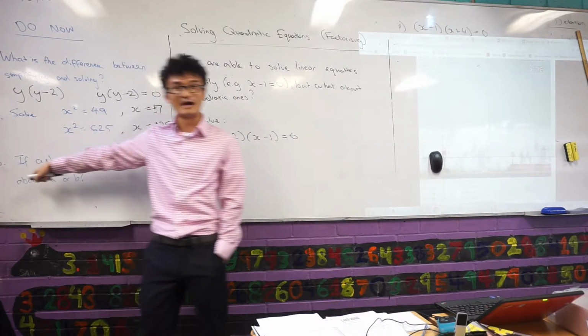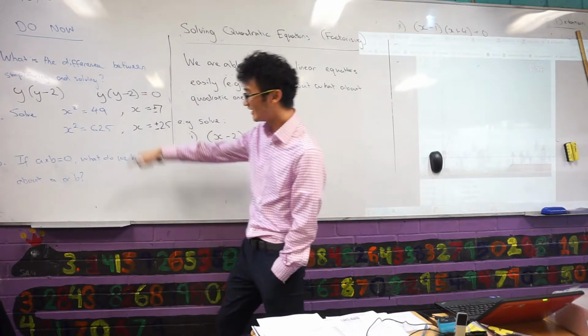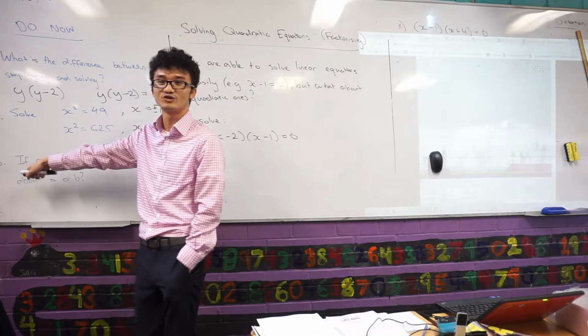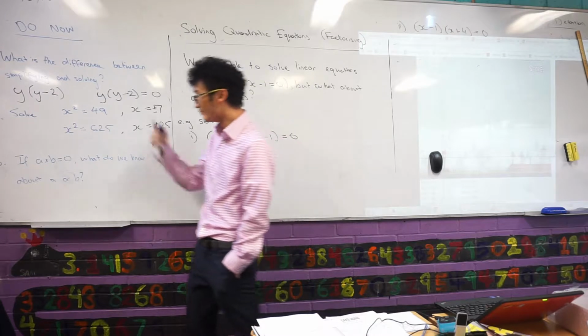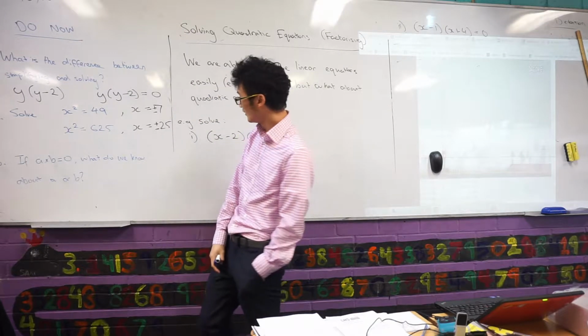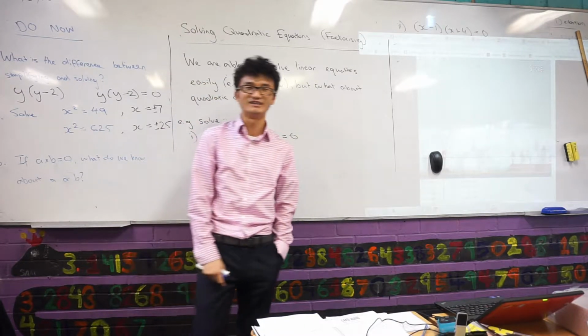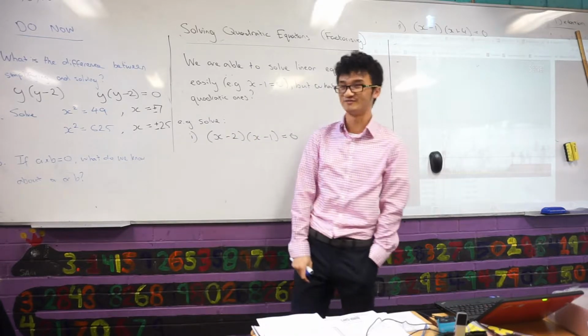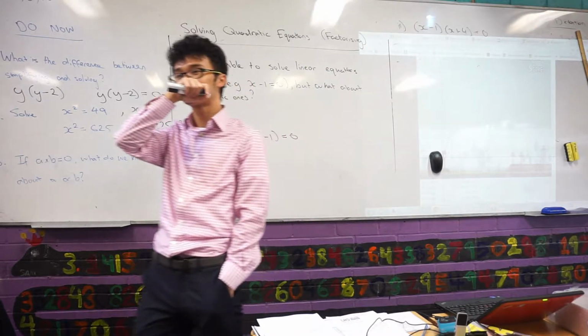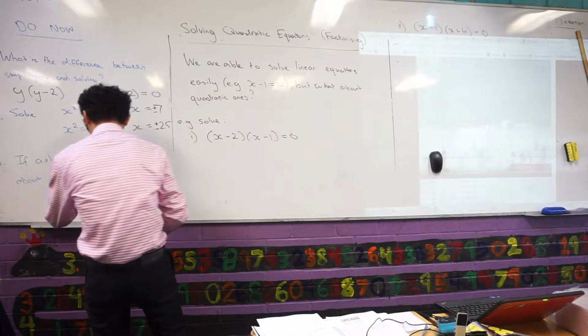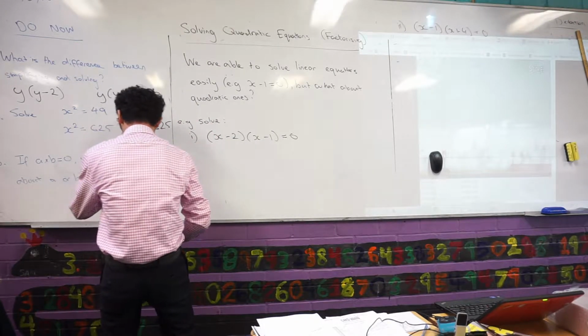This is something a bit abstract, but I want you to think about it. If I have two numbers, let's call them A and B, and they multiply to equal 0, what do we know about A and B? That seems a bit strange, but yeah, Maddie? One of them has to be 0. Good. One of them has to be 0.